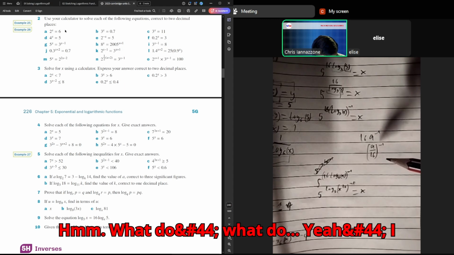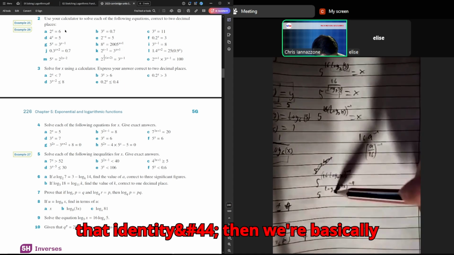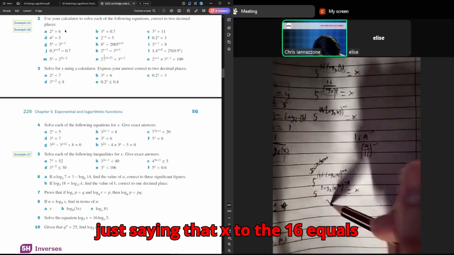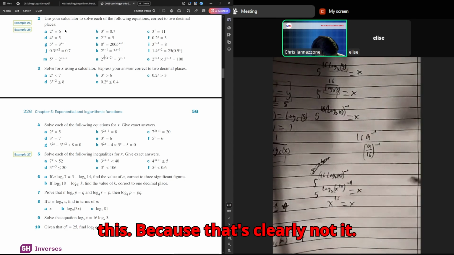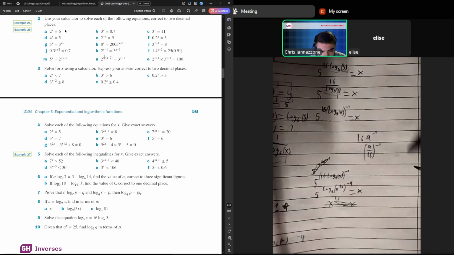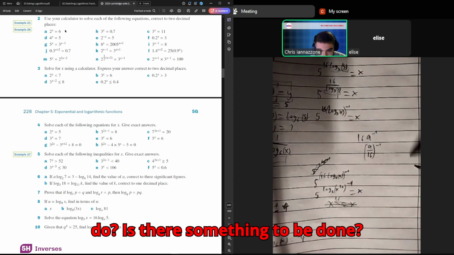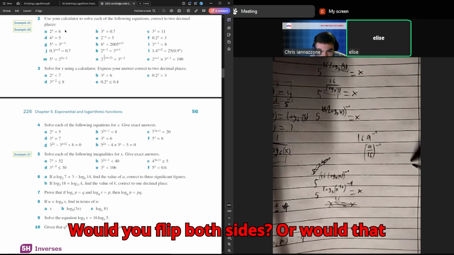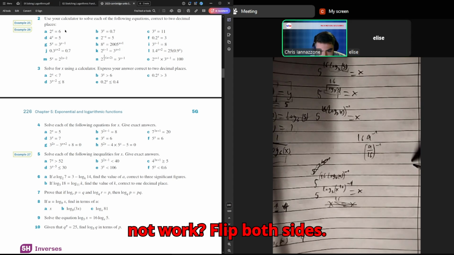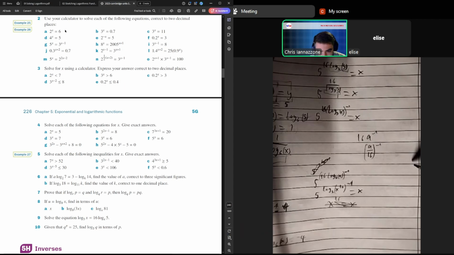Yeah, I think this power might throw things out of whack. Because if you just use that identity, then we're basically just saying that x to the 16 equals x. So you've got to do something with this, because that's clearly not it. What might you do? Is there something to be done? Would you flip both sides? Or would that not work? Flip both sides. Raise both sides to the power of -1.